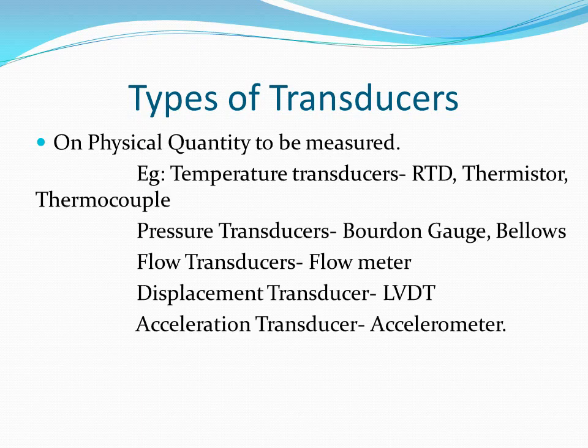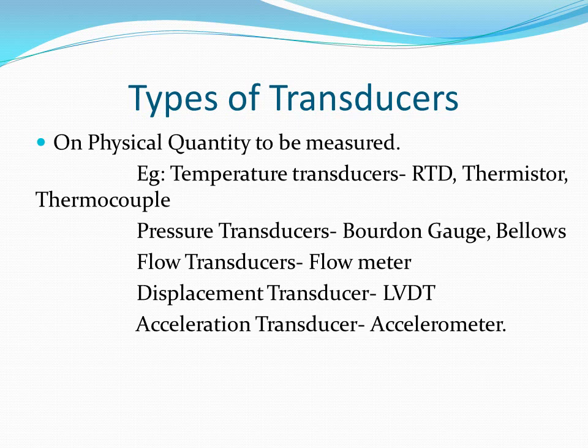Example, a temperature transducer. The RTD, thermistor, and thermocouple are temperature transducers, as they are measuring temperature. Bourdon gauge and bellows are measuring pressure, so these are called pressure transducers. A flow meter measures flow, therefore it's called a flow transducer. An LVDT measures displacement, therefore it is called a displacement transducer. An accelerometer measures acceleration, so it's called an acceleration transducer. Okay, so this is the second type of classification.